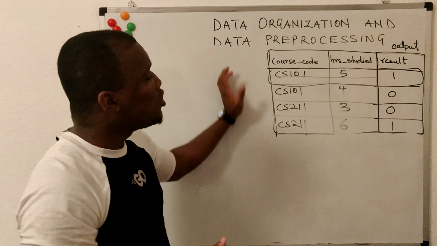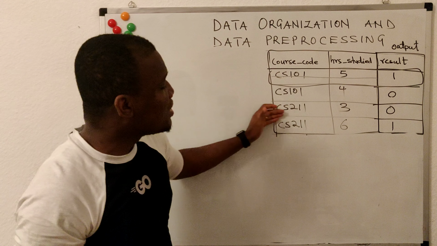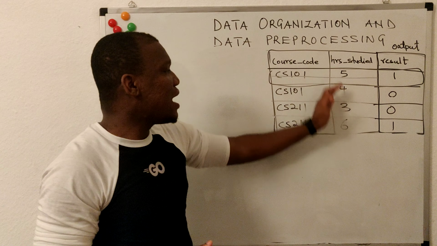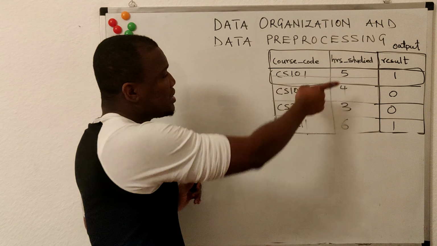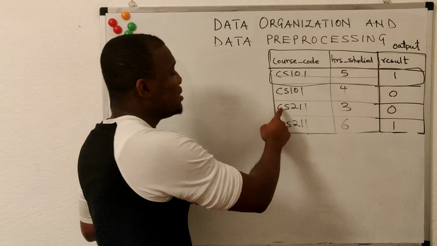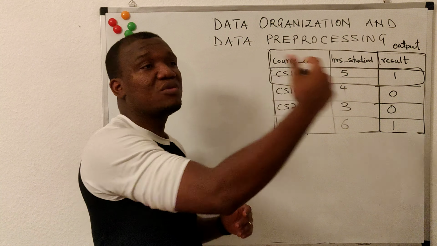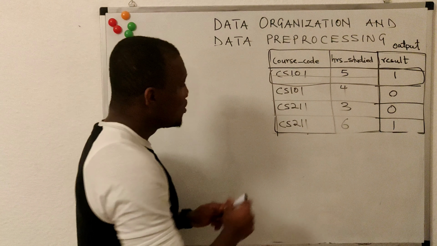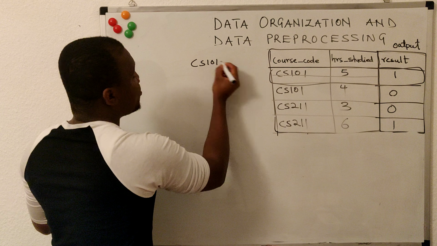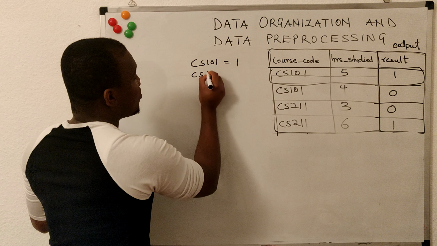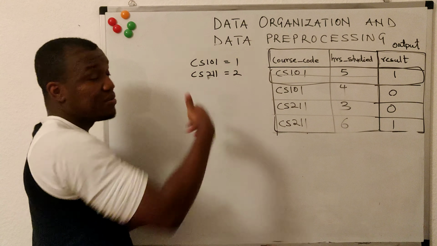In this particular case, it is simple to cure this anomaly in the data set. You can see that, yes, CS101, CS102, CS211, these are courses, but then we can just have a dictionary or a lookup table where we say, okay, CS101 is going to be represented as 1, CS211 is going to be represented as 2, and all other courses will also have their corresponding representation in the dictionary. So, we come up with a lookup table where we say, okay, for CS101, we represent it with the number 1. For CS211, we represent it with the number 2. You can even start from 0, it doesn't matter.